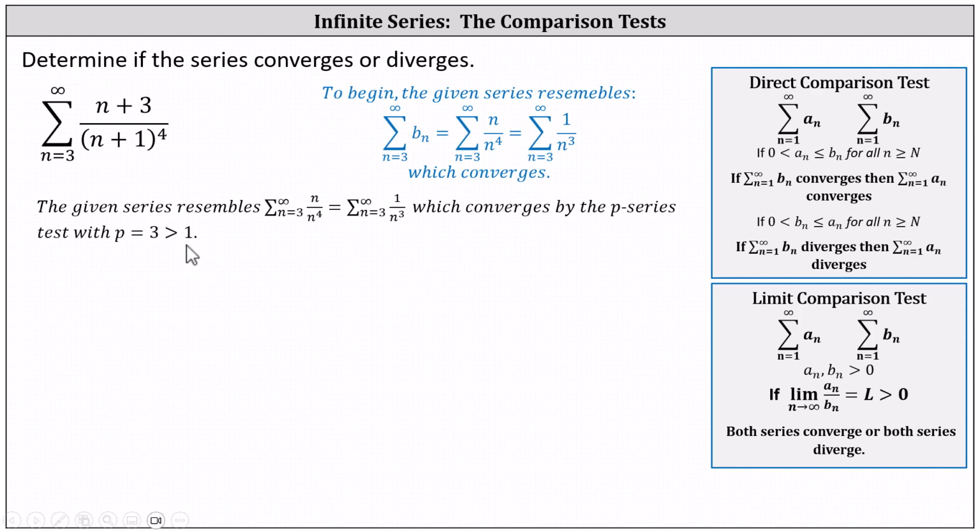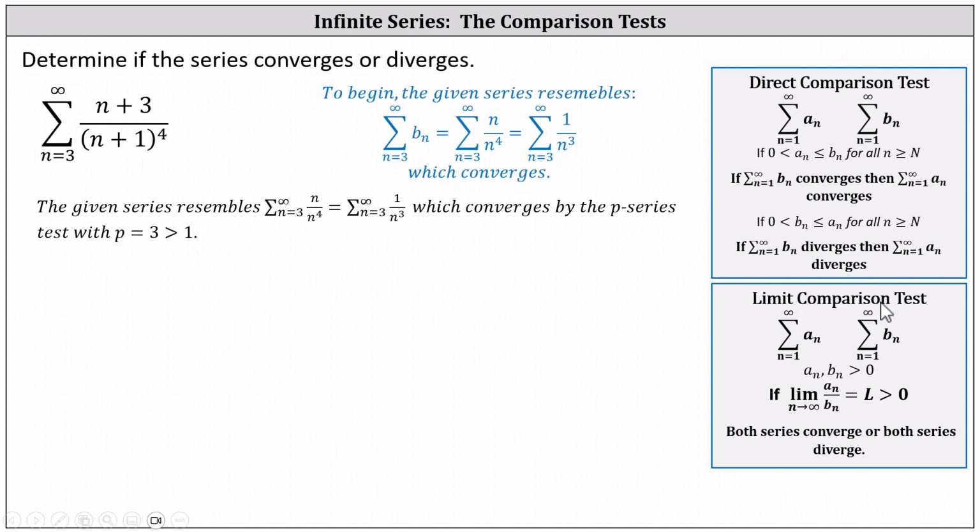So again, we will say the given series resembles the series given by the sum from n equals 3 to infinity of 1 divided by n cubed, which converges by the p-series test with p equals 3, which is greater than 1. And now let's review the limit comparison test.